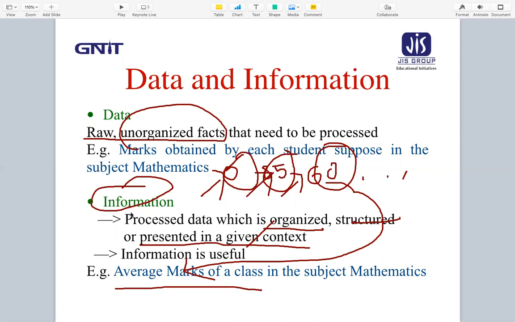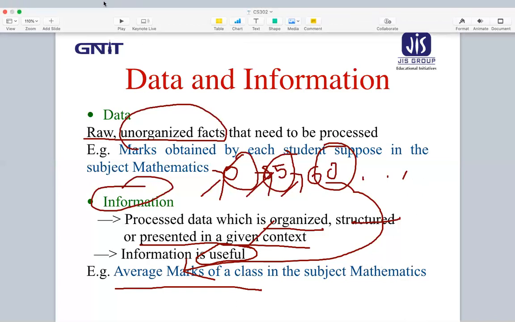And information is always useful in nature. From the data which is available, we apply some concept, some kind of operations, to arrive at information which is going to be useful. So this is the difference between data and information. Now we move to the next slide.